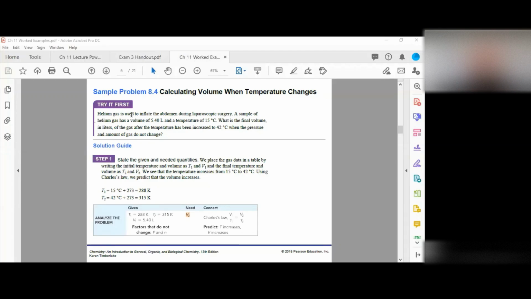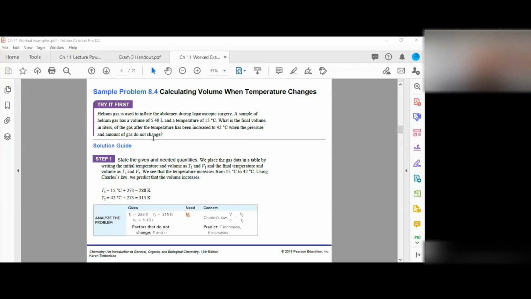Helium gas is used to inflate the abdomen during a surgery. A sample of helium gas has a volume of 5.40 liters and a temperature of 15 Celsius. What is the final volume in liters of the gas after the temperature has been increased to 42 Celsius when the pressure and amount of gas do not change?